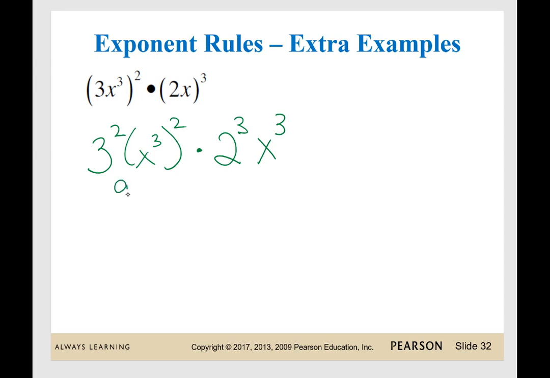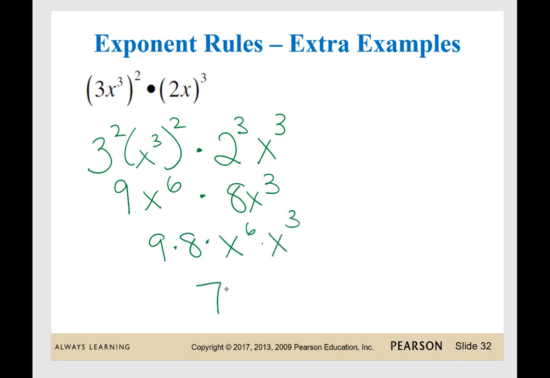So 3 squared is 9. X cubed squared is x to the 6th. And then here, 2 cubed is 8. X cubed is x cubed. All right, so just like before, I'm now going to multiply my coefficients, 9 times 8, and then I'm going to multiply the x's. So my final answer is 72x to the 9th.